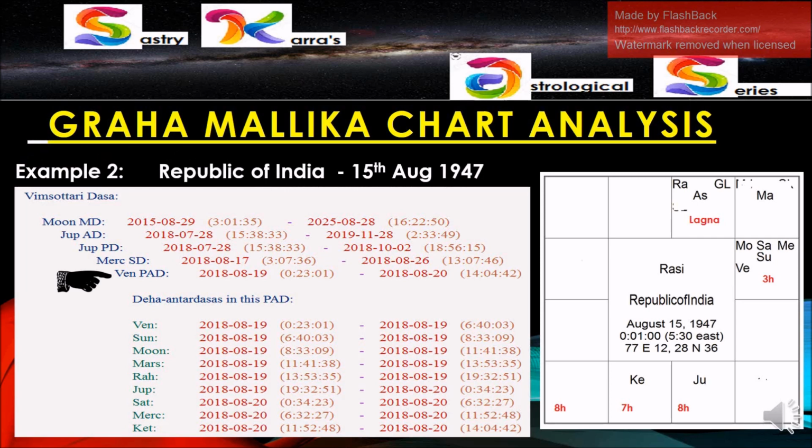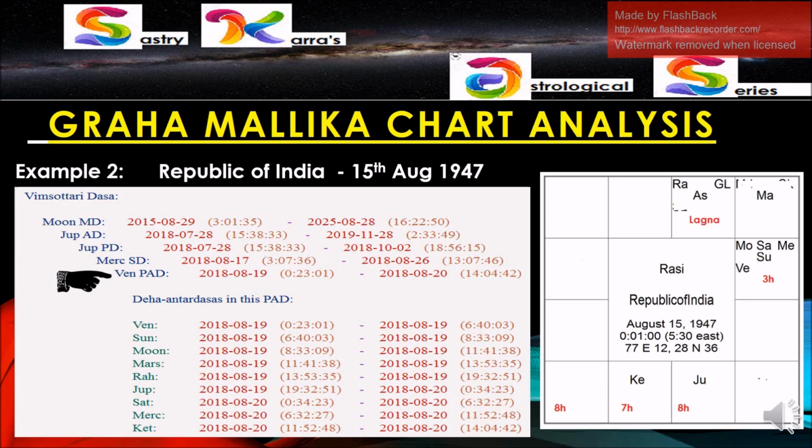Here is the second example, and the second example that I took is the Republic of India birth chart, which is on 15th August 1947 at 1 minute after midnight. And for India's birth chart, in Lagna you see natal Rahu there, Mars is in the 2nd house, Sun, Saturn, Mercury and Moon are in the 3rd house. That's something that I want to keep in mind, because the 3rd house is Cancer for India, and that's where the Graha Mallika starts on 18th, 19th and 20th of August.